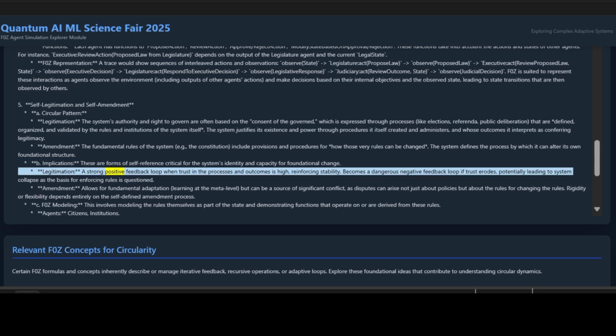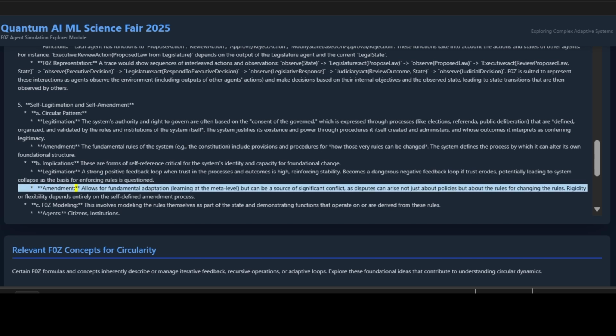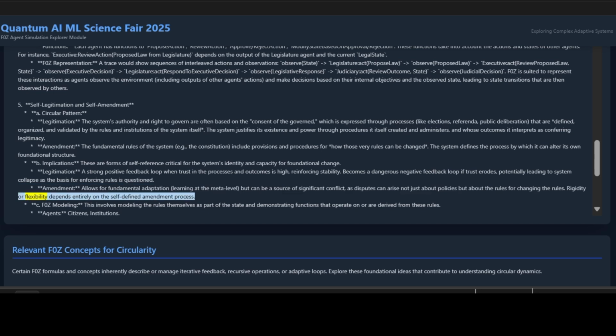Legitimation is a strong positive feedback loop when trust in the processes and outcomes is high, reinforcing stability. It becomes a dangerous negative feedback loop if trust erodes, potentially leading to system collapse as the basis for enforcing rules is questioned. Amendment allows for fundamental adaptation, learning at the meta level, but can be a source of significant conflict, as disputes can arise not just about policies but about the rules for changing the rules. Rigidity or flexibility depends entirely on the self-defined amendment process.